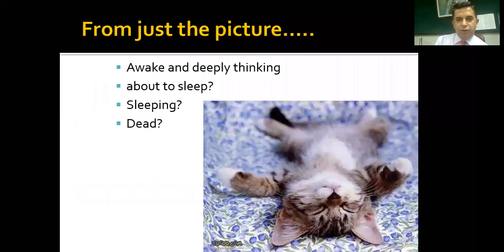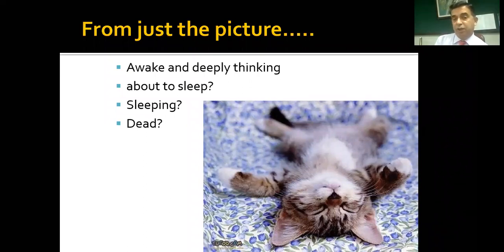So I take another step further. If anybody in my audience can tell whether this cat is awake, or deeply thinking, about to sleep, or is this kitten sleeping, or is this kitten dead? On the basis of this picture alone, we cannot make it out. But if you take the nuclear medicine perspective and do a brain scan of this kitten, the awake, the deeply thinking, the about-to-sleep, the sleeping, and the dead would have 3-4 different kinds of images.